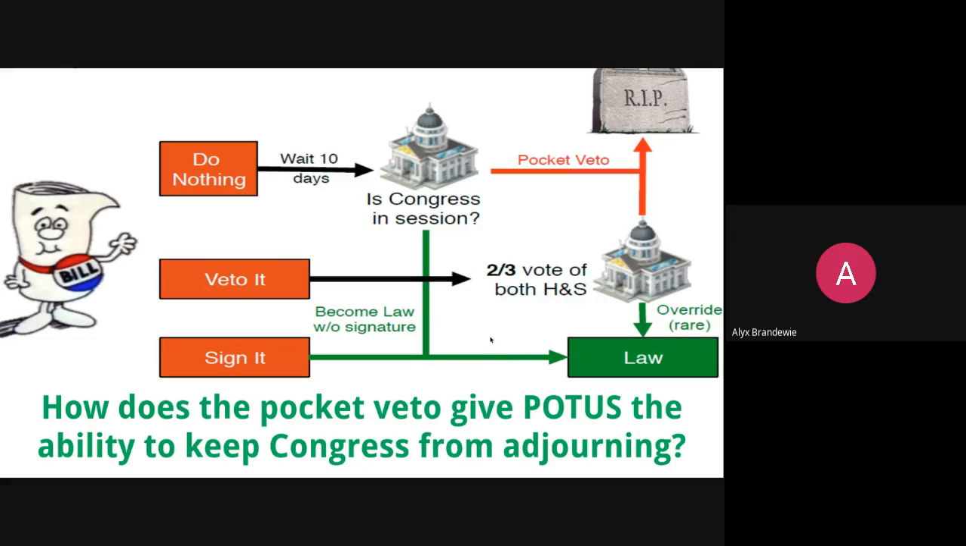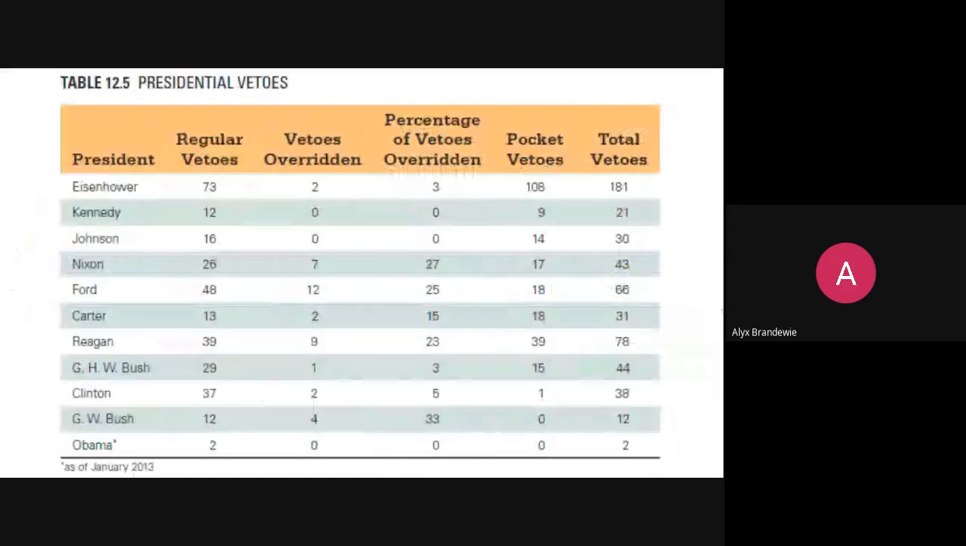As you see here, they were something that was used widely by Eisenhower, and then they made a brief comeback with Reagan, but Obama never pocket vetoed anything, nor did George W. Bush before him. Clinton did it just one time prior to that.